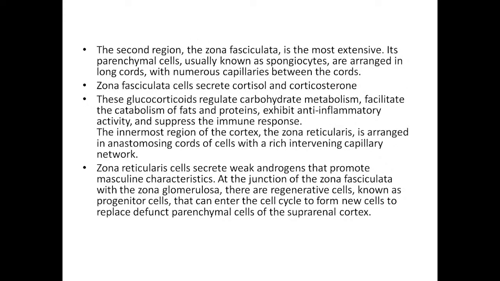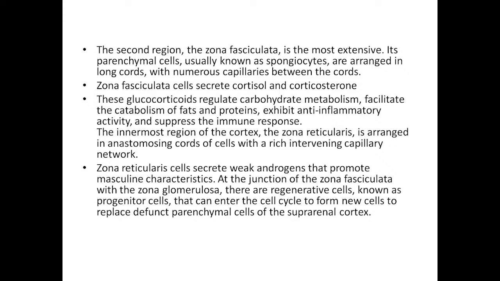The second region, the zona fasciculata, is the most extensive. Its parenchymal cells, usually known as spongiocytes, are arranged in long cords with numerous capillaries between the cords. Zona fasciculata cells secrete cortisol and corticosterone. These glucocorticoids regulate carbohydrate metabolism, facilitate the catabolism of fats and proteins, exhibit anti-inflammatory activity, and suppress the immune response.